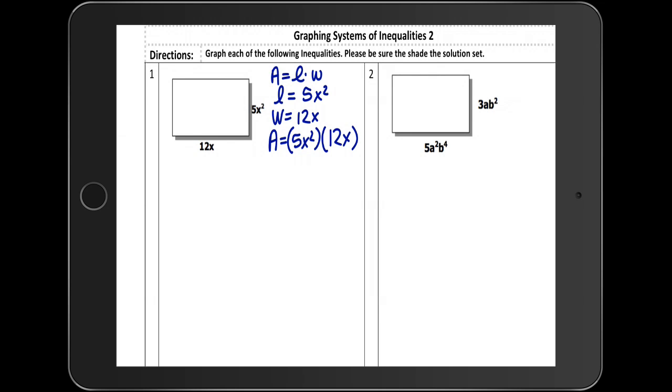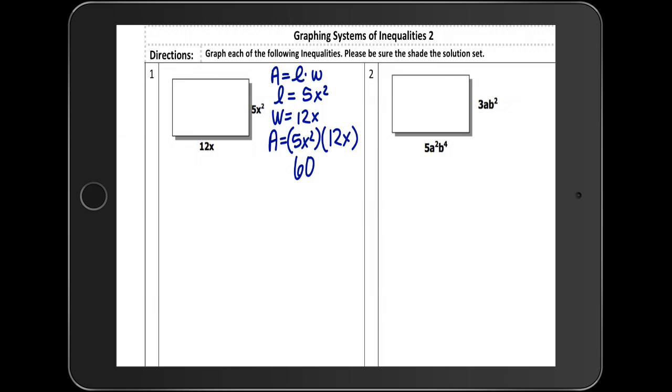Now this is where our exponent laws come into play, because in this expression here I'm going to be multiplying x squared times x. So I need to remember the product rule, which tells me that when I multiply bases with the same base that have powers, I add the powers and I keep the base. So first off, 5 times 12, 60.